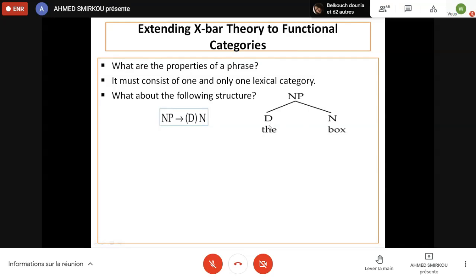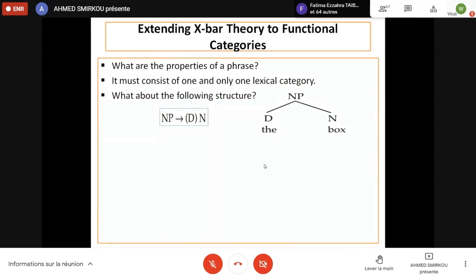We have the determiner, which is lexical. There is no P here, there is no phrase. And we have N as a lexical category. This is problematic. Or we can have here N bar. So, in X-bar theory, we said the determiner is sister to N bar dominated by NP.